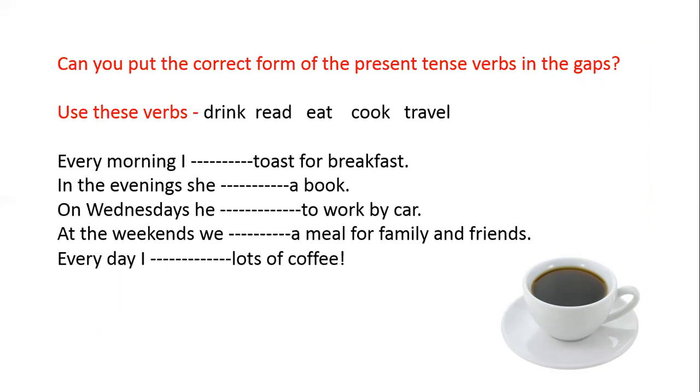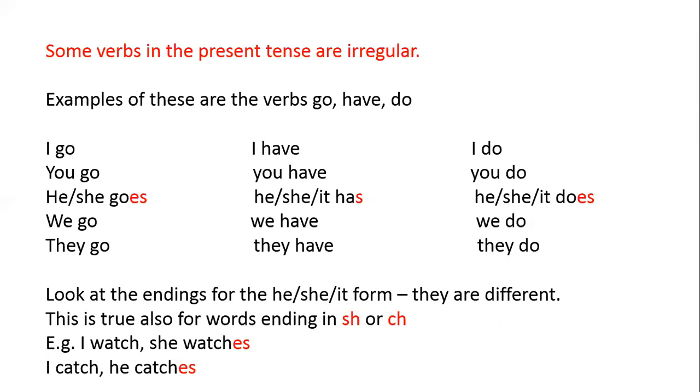So number 1 would be every morning I eat toast for breakfast. In the evenings, she reads a book. On Wednesdays, he travels to work by car. At the weekends, we cook a meal for family and friends. And every day I drink lots of coffee.